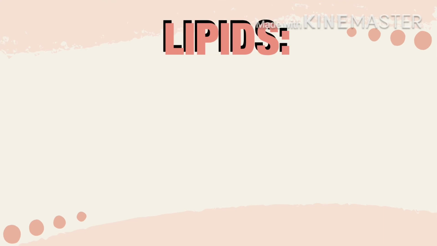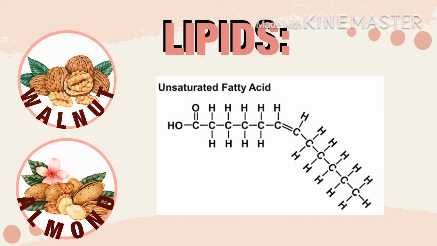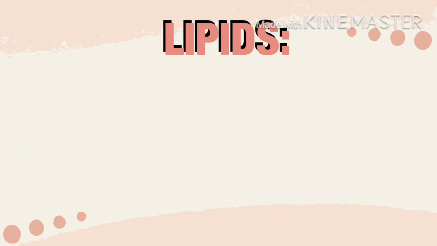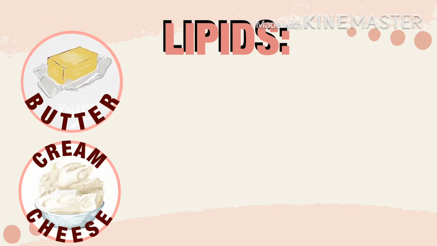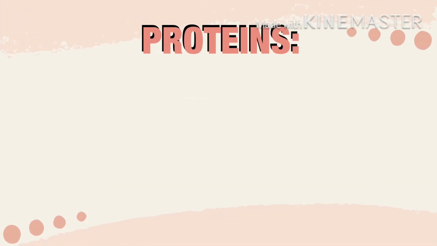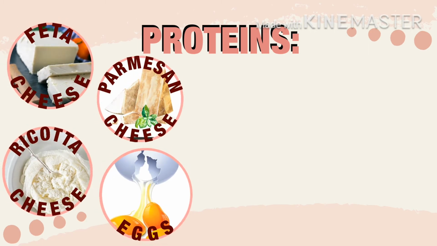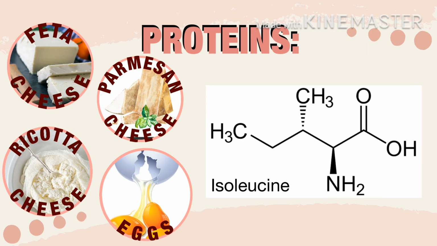Then, the group of lipids. Both walnut and almond contain unsaturated fat, while both butter and cream cheese contain saturated fat. Lastly, with the group of proteins. All of the ingredients under proteins mainly contain isoleucine, which is an amino acid, the building blocks of protein.